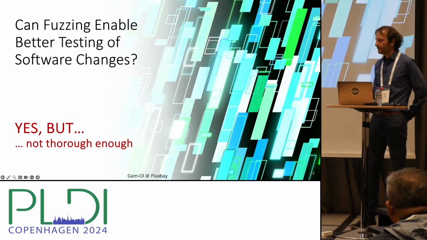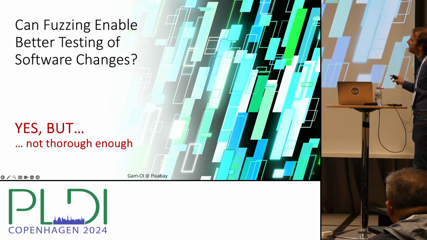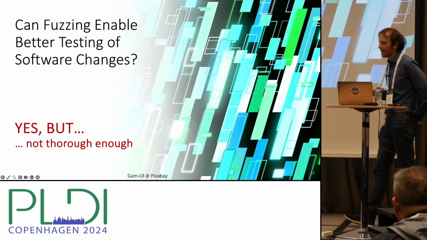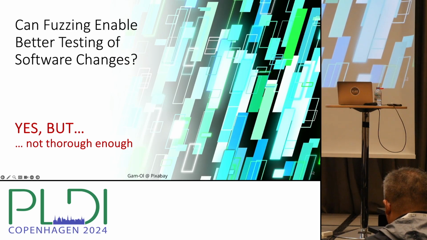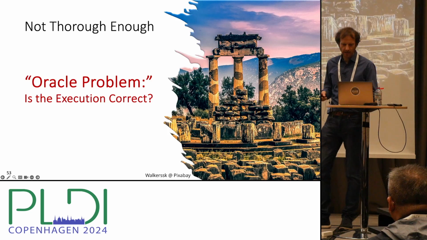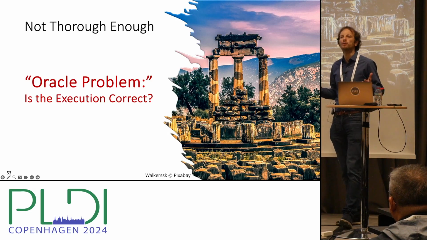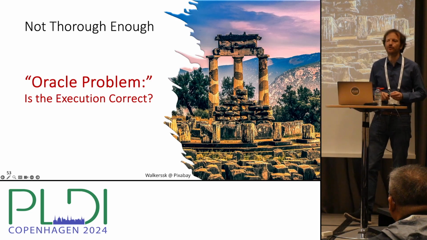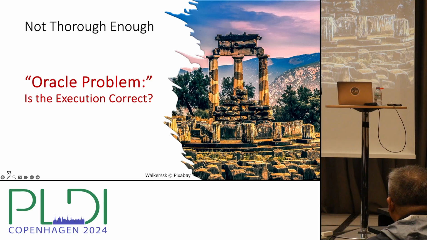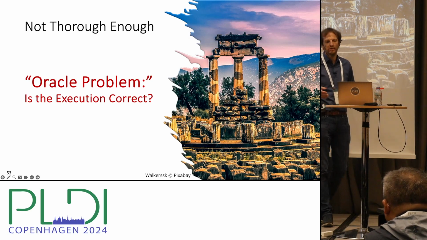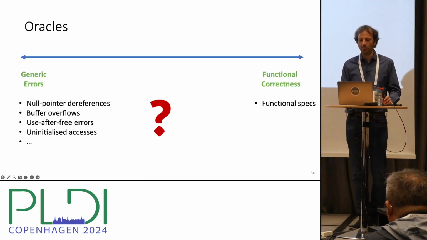So now I'm going to go to the last part of my talk, where I'm going to say that fuzzing also often is not thorough enough. So what do I mean by this? By this I refer to the Oracle problem in software engineering, or software testing in particular, where you try to determine if an execution is correct. I can generate lots and lots of inputs, but when I run them, how do I know if I found a bug?